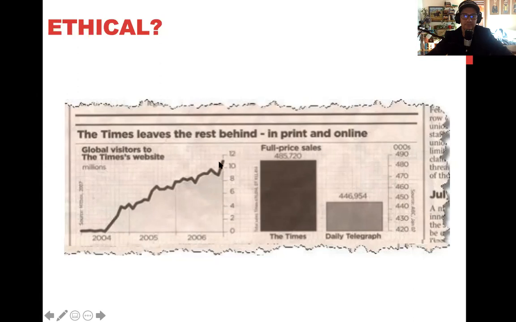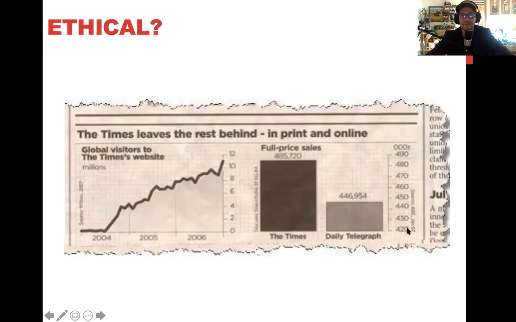All right. And then here, so this one, this one looks mostly okay, I would say. Global visitors to the Times website. All right. Yeah, 12 million, and then months, years and months. Okay. It's a little bit confusing because I don't know if we're adding every day or if this is just each day. I think it's just each day.